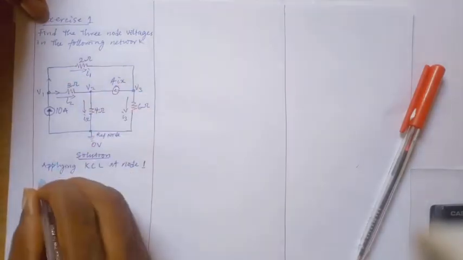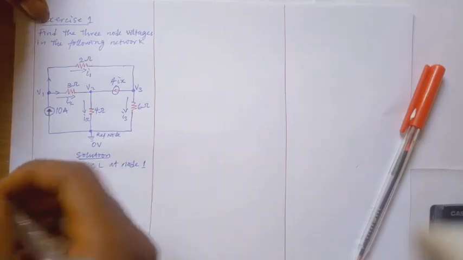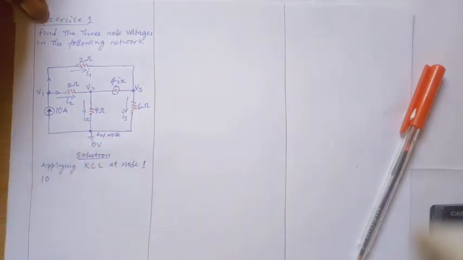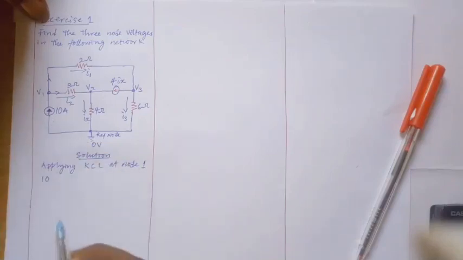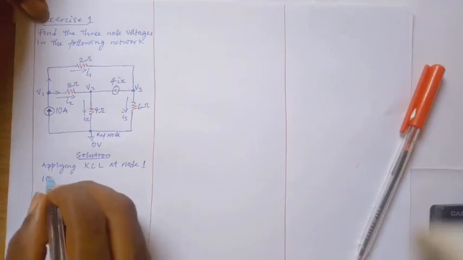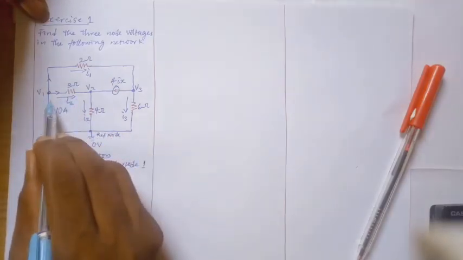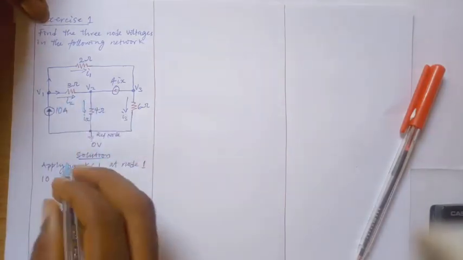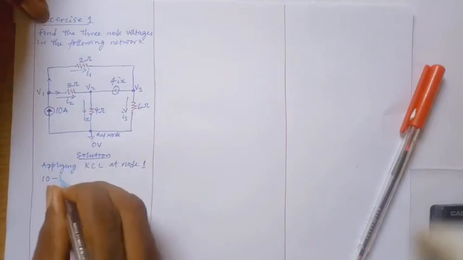We can say plus. That one is plus 10 ampere. You can name it I4 or anything, but me, I will use it straight like that because we've gotten the current there already. That is the current source. So 10, and let's look at I2. I2, is it entering or leaving? Look at the arrow. It's leaving. That will be minus I2.